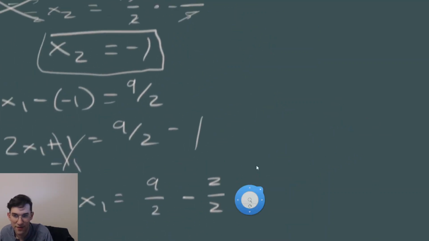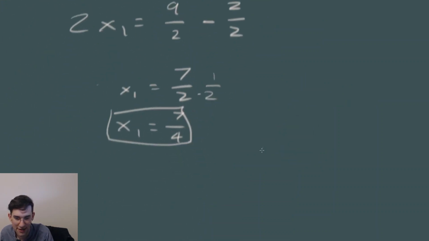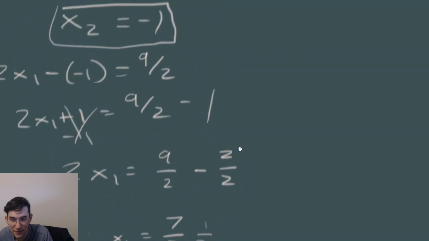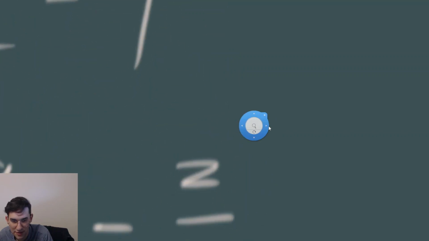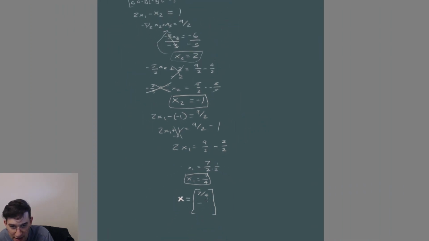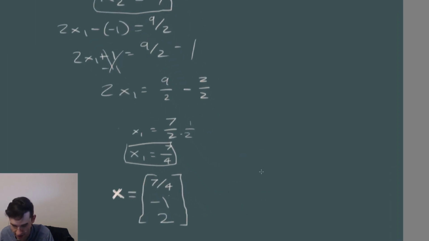Now we found all three. So we can rebuild, we can write our X matrix. So our answer, our X matrix, the thing we were looking for, it's going to have 3 numbers in it, where x1 is 7/4, x2 is negative 1, and x3 is 2. I think that's why it's good to label them x1, x2, x3, so you can get them in the right order if you're going to put them back to a variable matrix. Okay, so let's see if that's our answer.